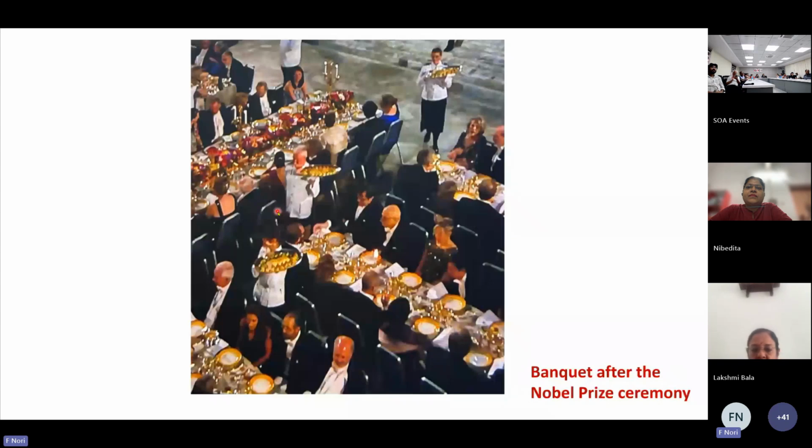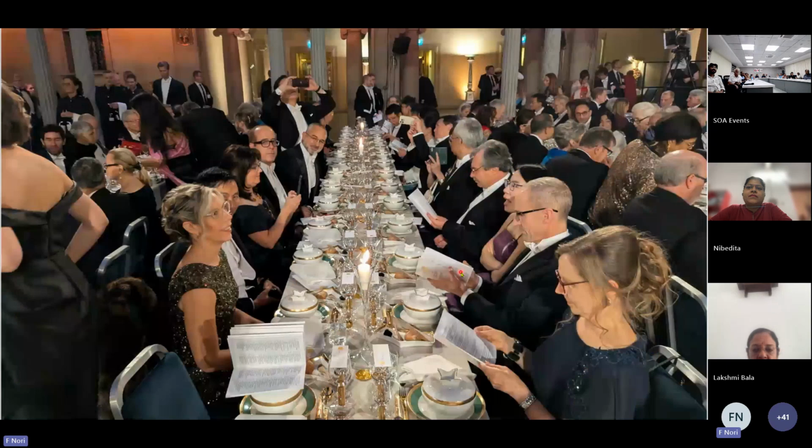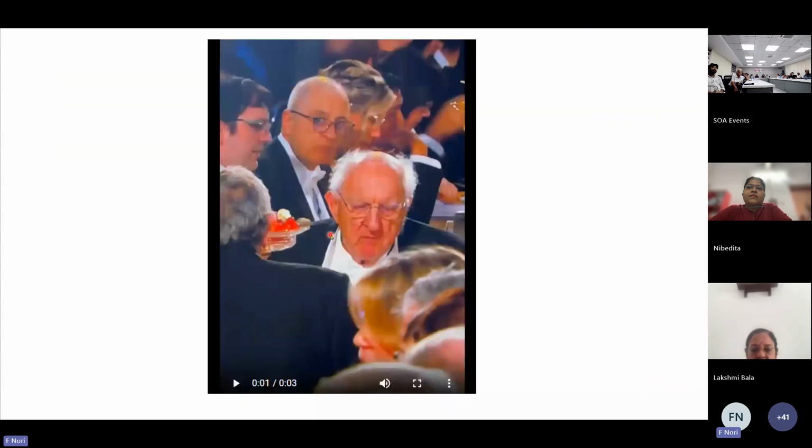This is Martinez here, Clark, the king and the queen, and the guy with no hair is there. These are the 2 sons of John Martinez, my wife, and then some other people with the physics group here. These are tables. I took this photo here, and then these are the physics people and the chemistry, and so on. And then further back, medicine and economics. One of the sons of John Martinez here, and so this was on Swedish television. This is Martinez, Clark, the son of Martinez, and myself here.